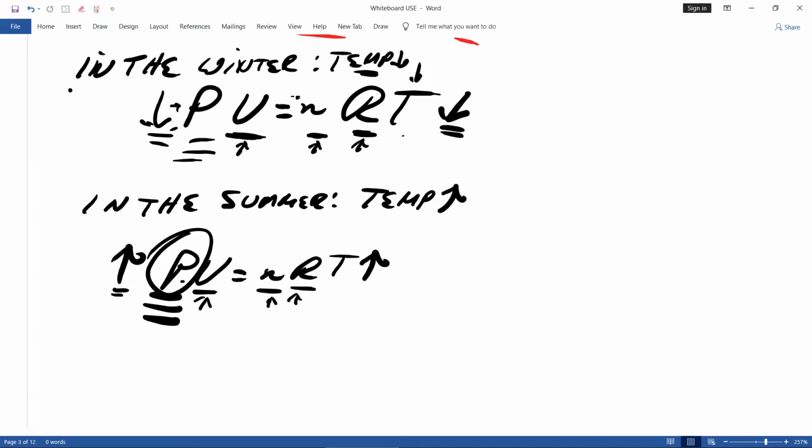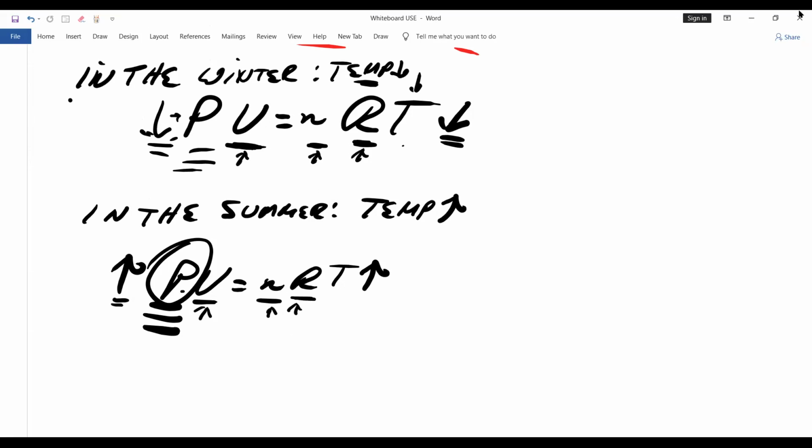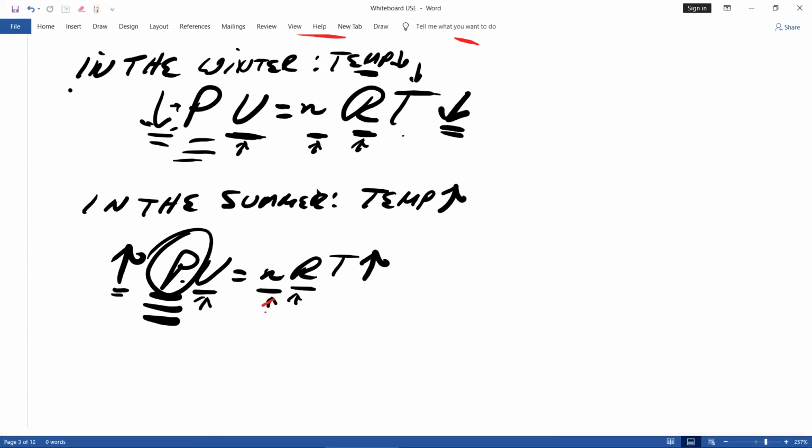In the summer, what happens? It gets hot here in Chicagoland, and the temperature goes up. And again, in your tires, volume stays the same, moles, the amount, stays the same, and the universal gas law constant stays the same. So if the temperature goes up, the only thing on this side that's going to change, because P times V is always equal to n times R times T, is that the pressure goes way up, and that's where you can get a blowout.